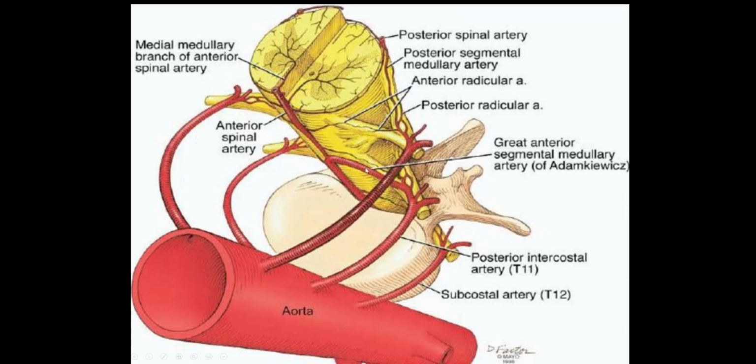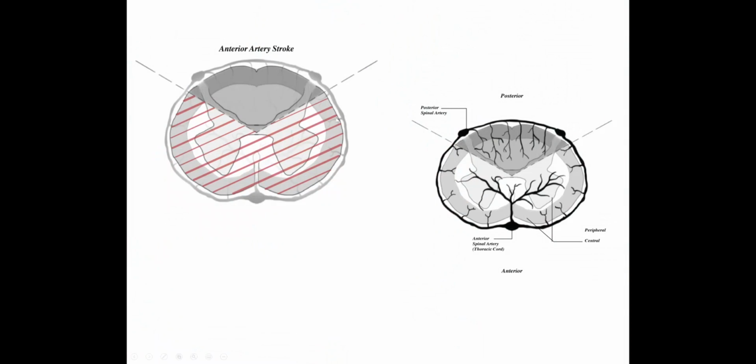So since the artery of Adamkiewicz supplies the lower up to the mid-thoracic cord, there's a watershed area just above that. And so if someone's having surgery on the aorta, then they can have some diminished blood flow here to the artery of Adamkiewicz, and they may have a stroke just above this distribution. Okay, so that blood vessel is important. Here are a couple of drawings showing you the anterior spinal artery. So the stroke is here, but not involving the posterior columns.